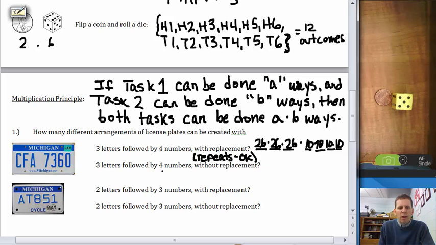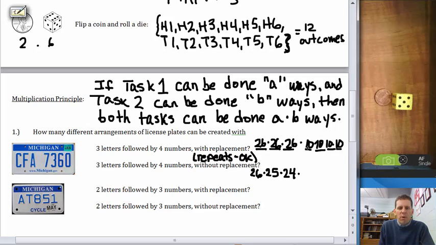For 3 letters followed by 4 numbers without replacement, that means repeats are bad. We don't want to repeat any characters. So you have 26 choices for the first letter, but if we choose, for example, the letter C, we can't use it for the second letter. That gives us just 25 letters to choose from. If we choose an F for the second letter, for the third letter, we can't choose C or F. That gives us only 24 letters to choose from.